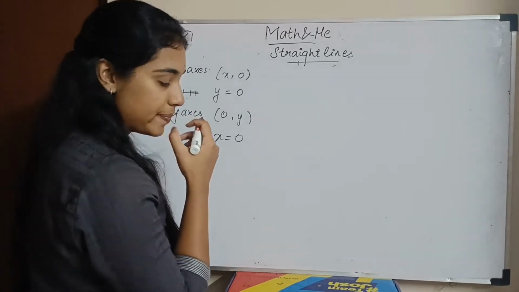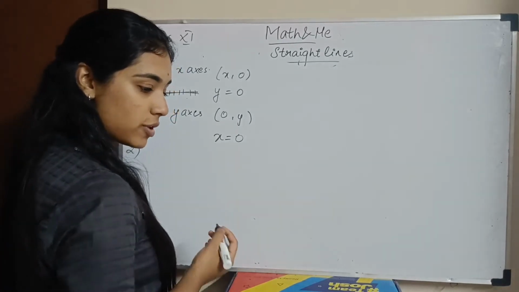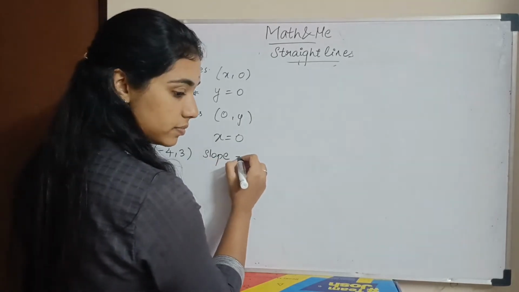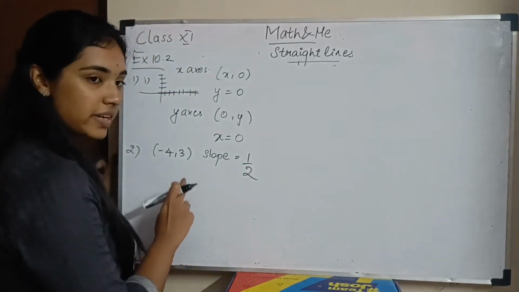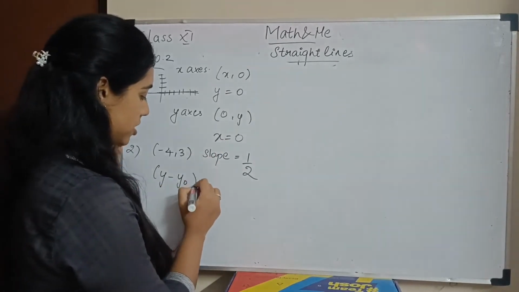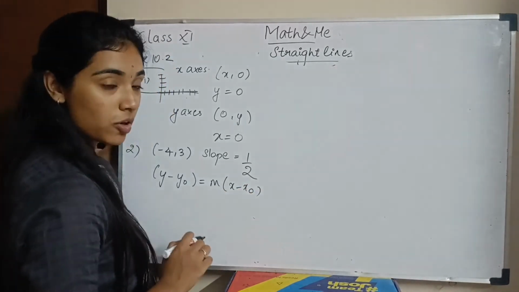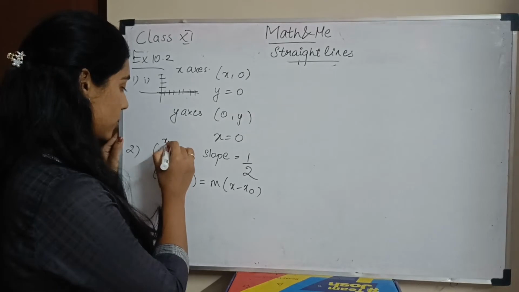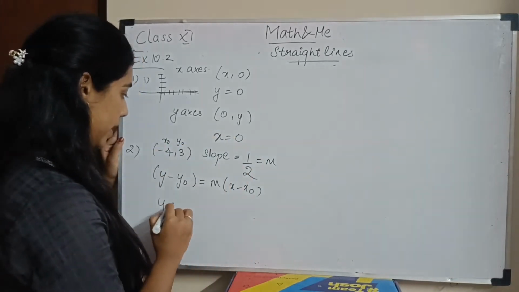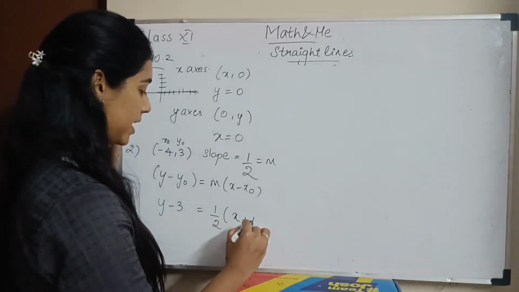Okay, it's pretty simple. Question number 2. Find the equation passing through the point (-4, 3) and the slope is 1/2. So what do we have? We have the point-slope form. So what is the equation? y minus y naught equals m times (x minus x naught). You have to remember all this. So this is your x naught and y naught and this is your m. So what do you have? y minus y naught equals half times (x minus x naught).